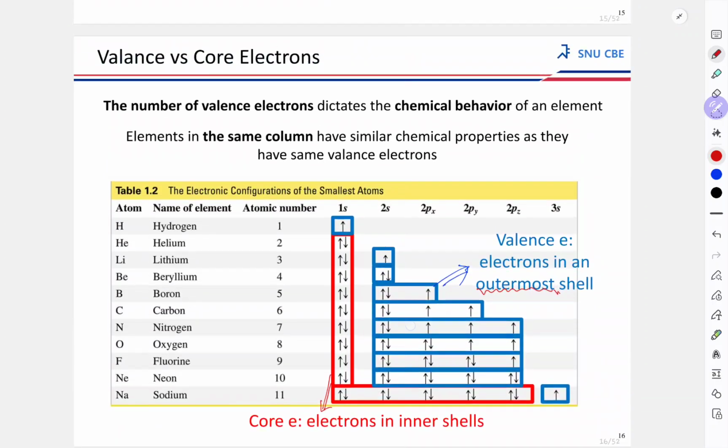So the 2s and 2p electrons in this case sum up and form the valence electrons. Okay? And the 1s electrons, the electrons in the inner shell, count up and form the core electrons.